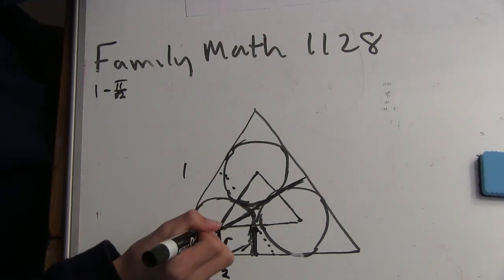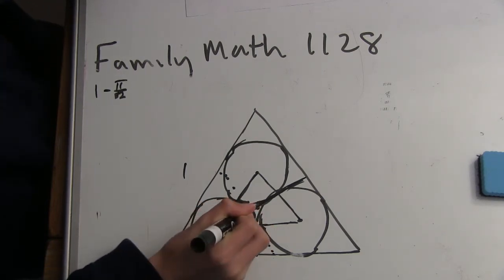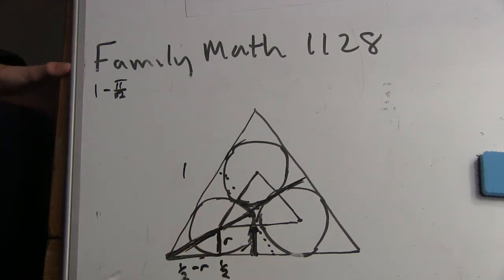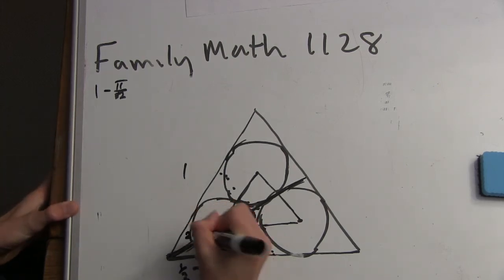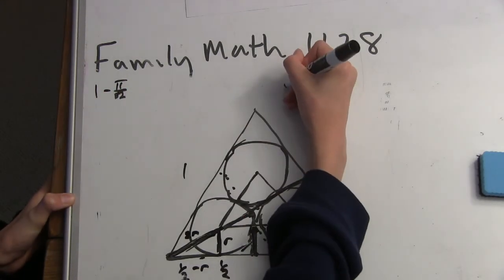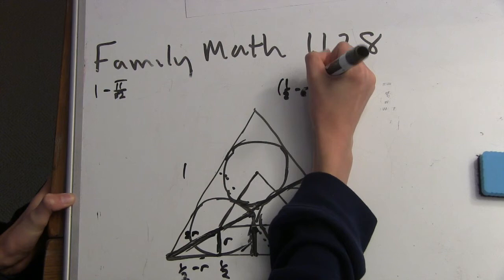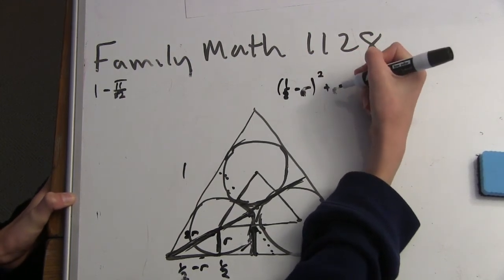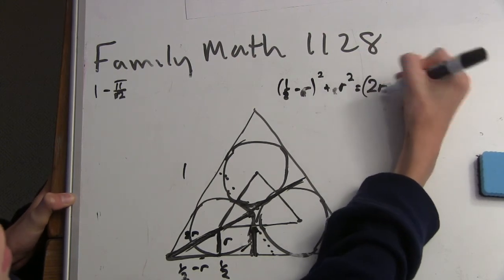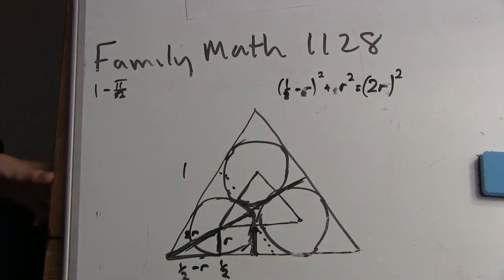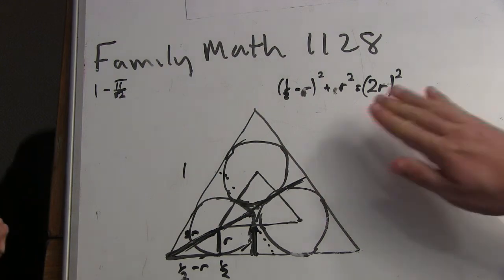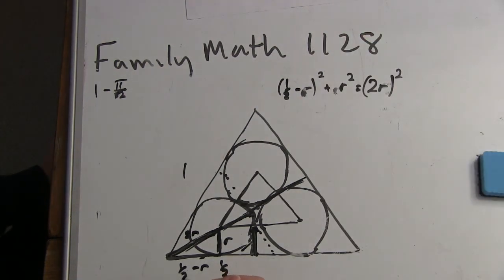Well, we know that this is 3r, so that means this is 2r. Okay, good. So what does that tell you? That says that (1/2 minus r) squared plus r squared equals (2r) squared. That's right. So we could work out that algebra, but there's an even slightly easier way to see what's going on here, besides the Pythagorean theorem, which is a totally fine way to do it. Can you see anything else about that triangle?